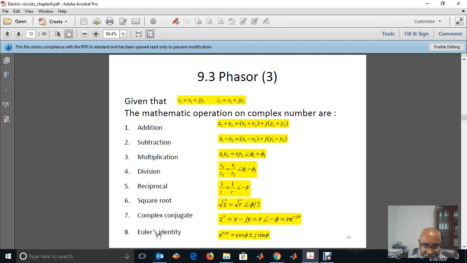And here, the Euler identity, a very important Euler identity. The Euler identity is e to the power of plus or minus j phi equals cos phi plus or minus j sin phi. And the complex conjugate is very easy. The positive j will change to minus j and so on. And the square root of z means the square root of the magnitude part, and the angle will be divided by 2, because z is equal to r times e raised to j phi. So when we take the square root, the phase angle will be divided by 2.